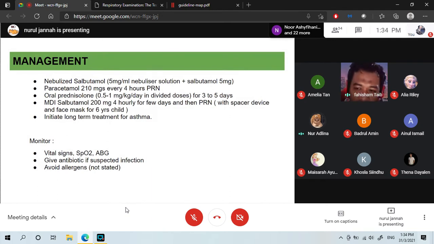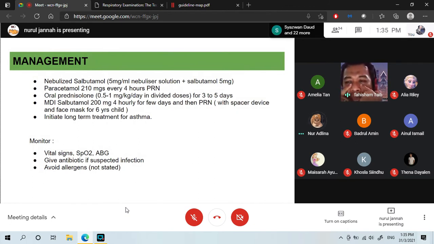Okay, history. Then physical examination. What physical examination do you expect? It's rhinitis because of allergen, whatever it is in the environment, especially house dust mite. So therefore, they are presenting with a runny nose, sneezing, itchy eyes.